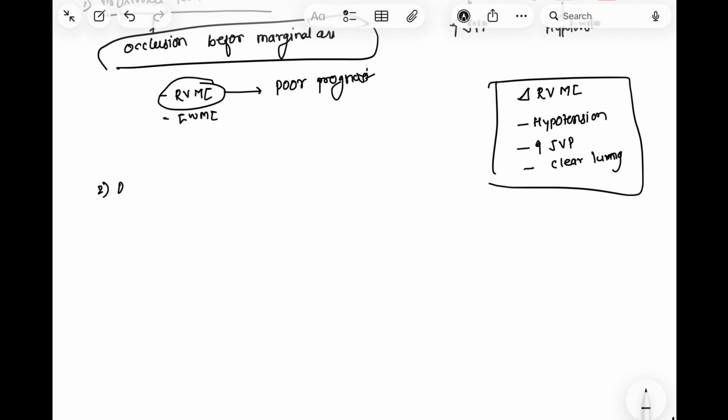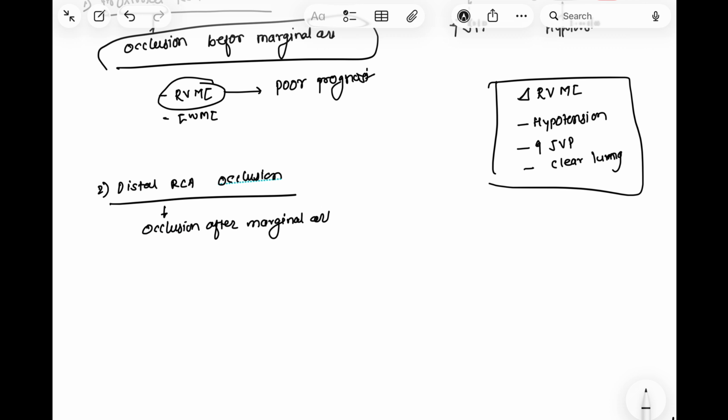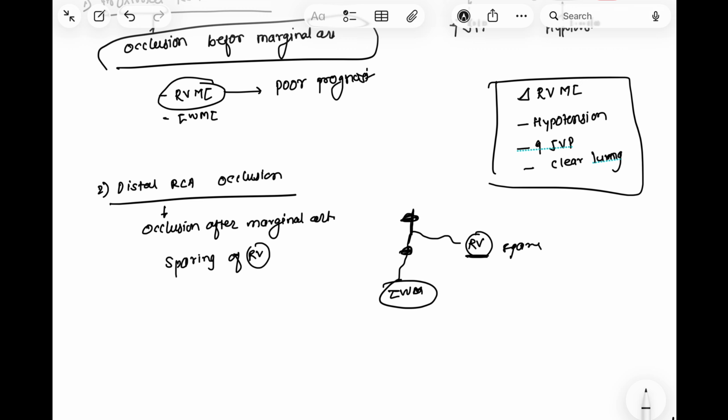Now what about the distal RCA occlusion? Distal RCA occlusion means there is an occlusion after the marginal artery, right? So there will be the sparing of right ventricle. Suppose this is your RCA, this is your marginal branch, and this is your distal branch. Suppose if there is occlusion at this point, then there will be infarction at RV as well as inferior wall, right? Suppose the occlusion is here, then RV will be spared and there will be only inferior wall MI.